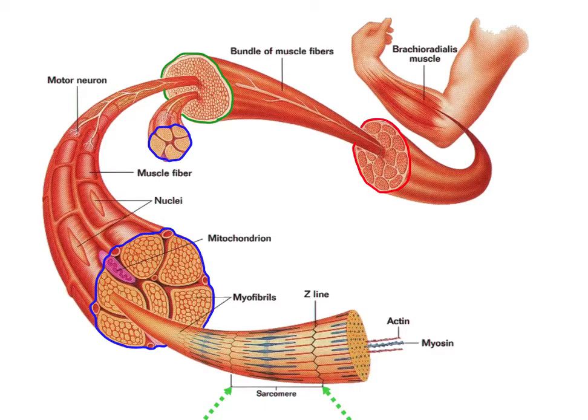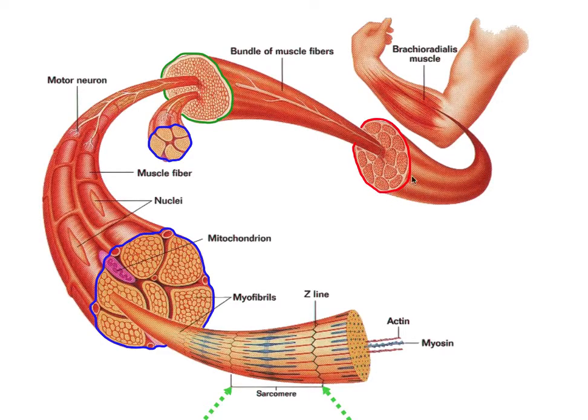Looking at the actual functioning unit of a muscle and how it contracts, we're going to expand a little bit on what we just looked at in terms of the structure of a muscle. And here we have a quick review of that. We're looking at the brachioradialis muscle here in the forearm.